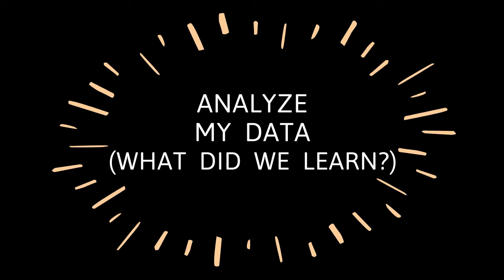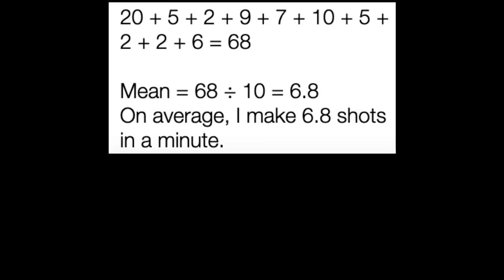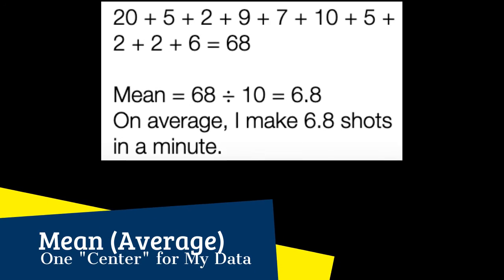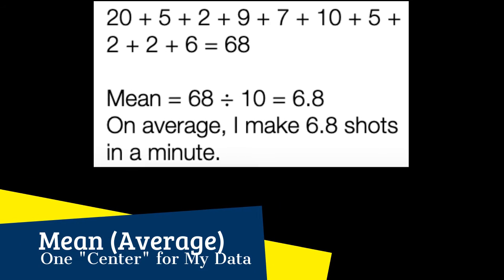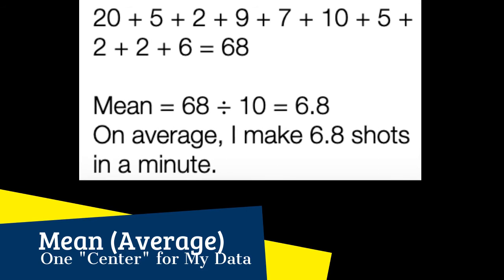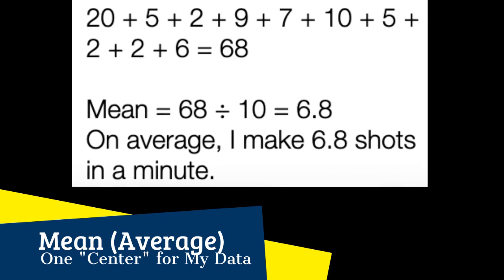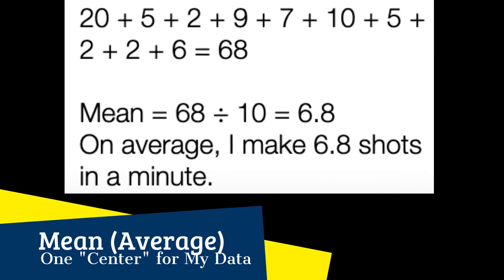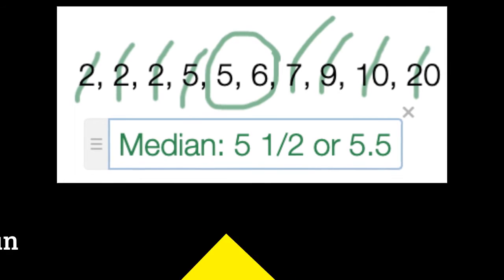Now it's time to analyze my data to figure out what we can learn from it. For example, I found the mean of my data. Now, mean is just a fancy word that means average. And on average, I make 6 8/10 shots in a minute.